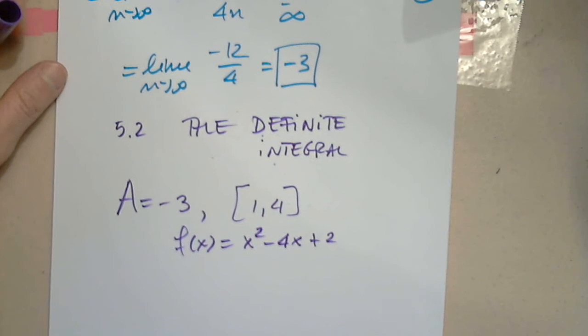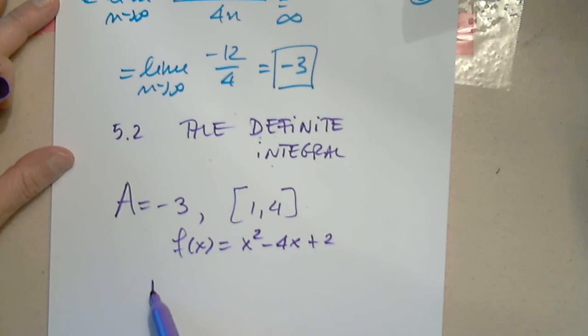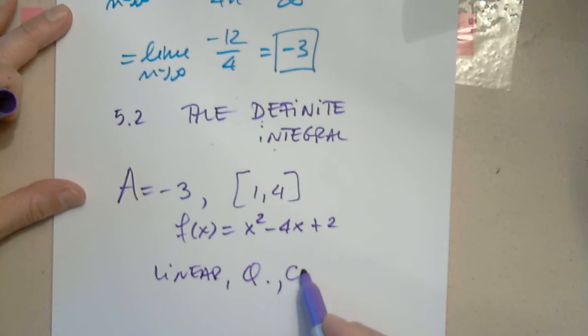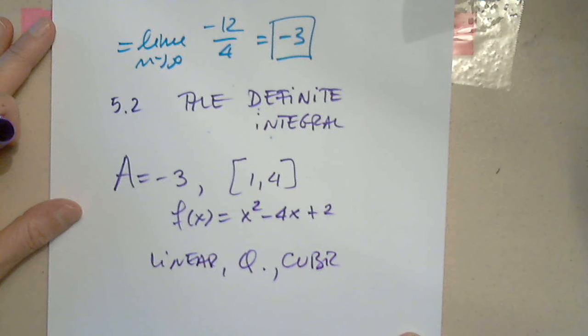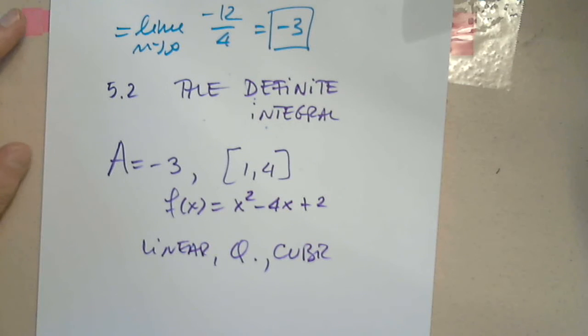Okay, so we know that the limit of the Riemann sum is limited to linear, quadratic, cubic. But what do we do with the rest of the functions? Can we determine the area, like we just did with the previous problem?